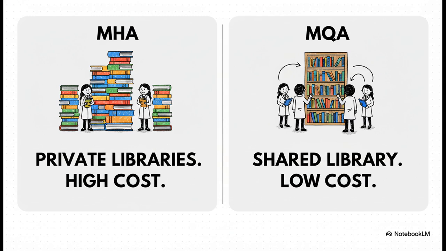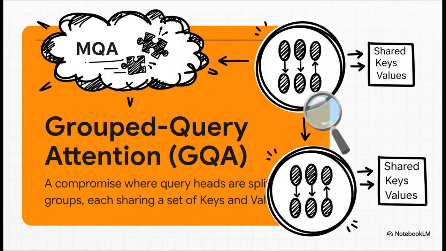So the first big hack was something called multi-query attention, or MQA. And it basically asked a really simple question. What if, instead of 100 private libraries, all the researchers just shared one massive central library? Now, MQA was definitely fast, but it turned out that sometimes it sacrificed a bit too much quality. The researchers were bumping into each other, so to speak.